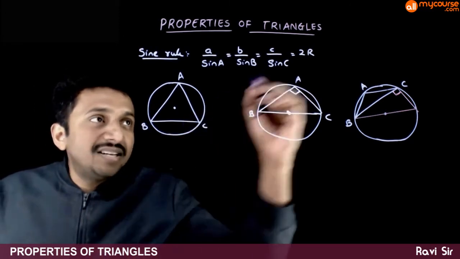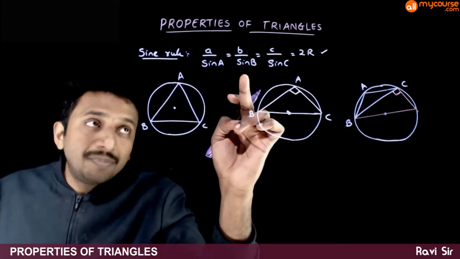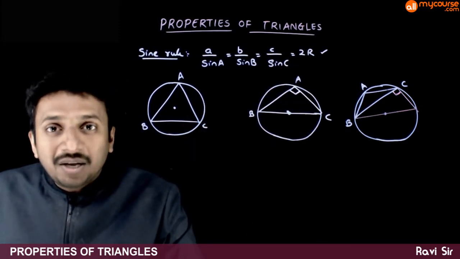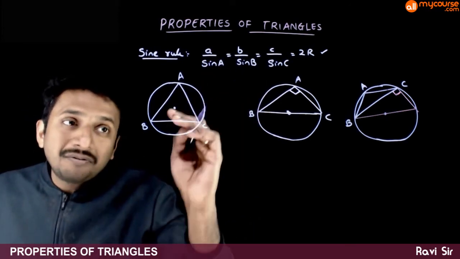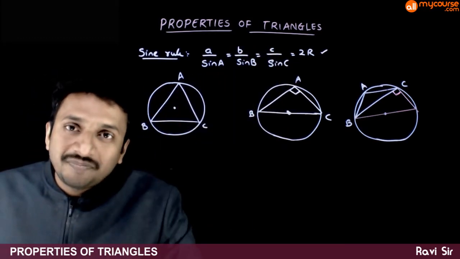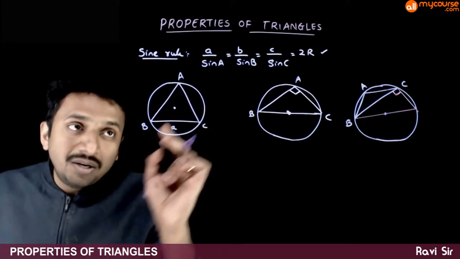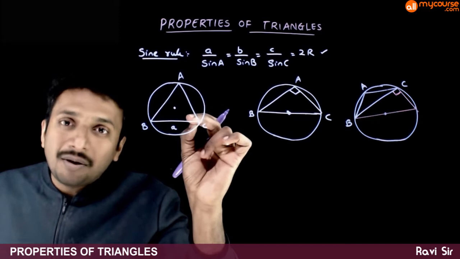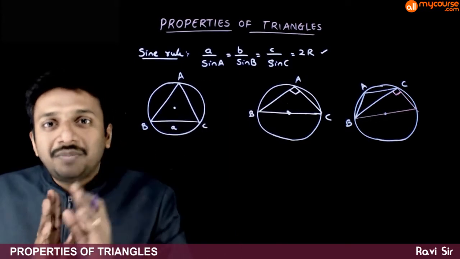In this video, let us look at the first and the most important rule in triangles, which is called the sine rule, which says that a by sine A is equal to b by sine B is equal to c by sine C is equal to 2 times the circumradius. The side a by sine of the angle opposite to side a is equal to b by sine B is equal to c by sine C. That is, this side by sine of this angle is equal to this side by sine of the opposite angle is equal to the third side by the sine of the opposite angle. And all these three ratios will be equal to 2 times the circumradius.